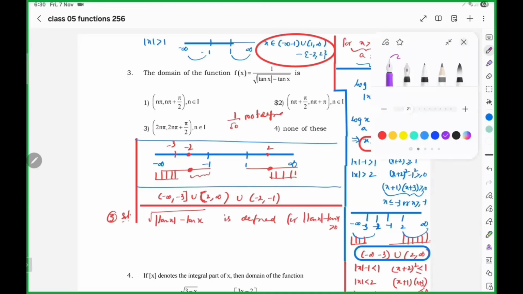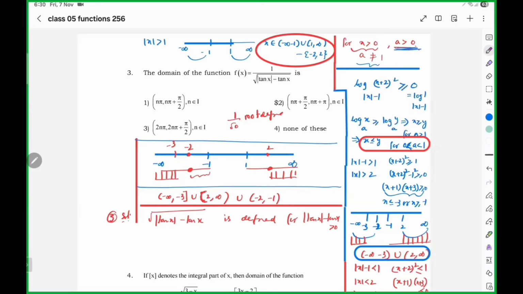So in which case is it possible? Suppose you take tan x greater than 0, then mod tan x will be tan x. In this case, it is 1 by root 0, no value, so we are least bothered about that.